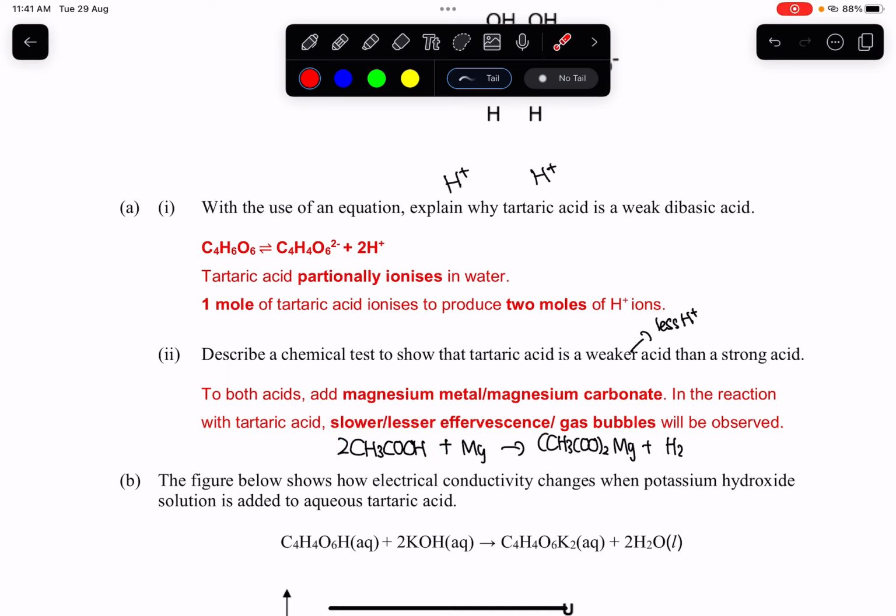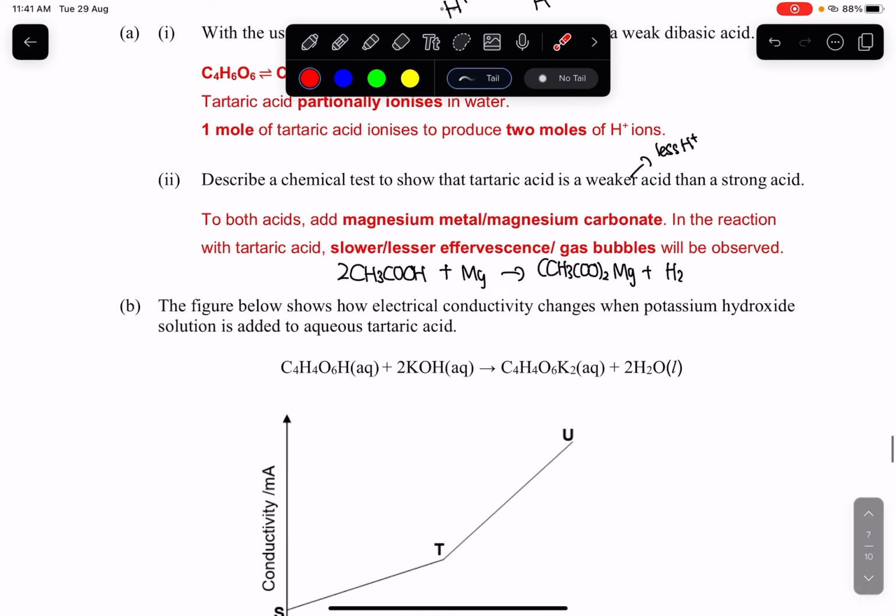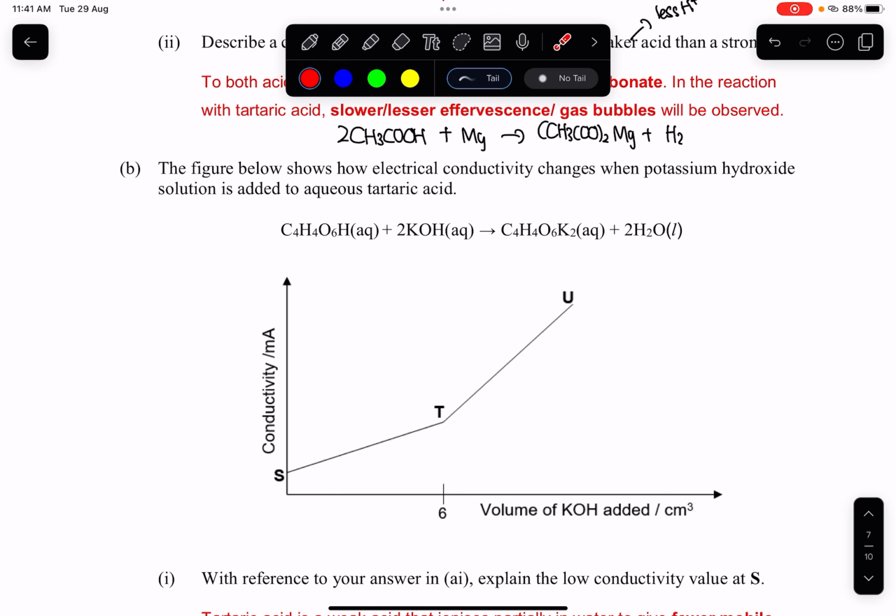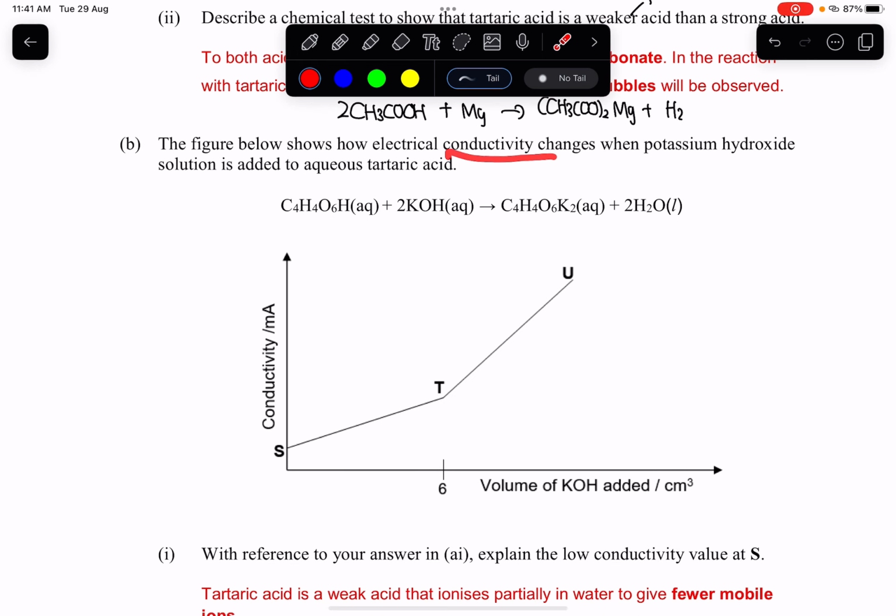Okay, so when we compare weak versus strong acid, we are only looking at the intensity of the reaction, because of how fast or slow the H plus is being given out. Okay. Part B. Figure shows how electrical conductivity changes when potassium hydroxide is added to aqueous tartaric acid. So I think for most of you, you actually didn't really understand what the graph means. If you look at the x-axis, it is volume of potassium hydroxide added in cm cube. And the y-axis is conductivity in milliamperes.